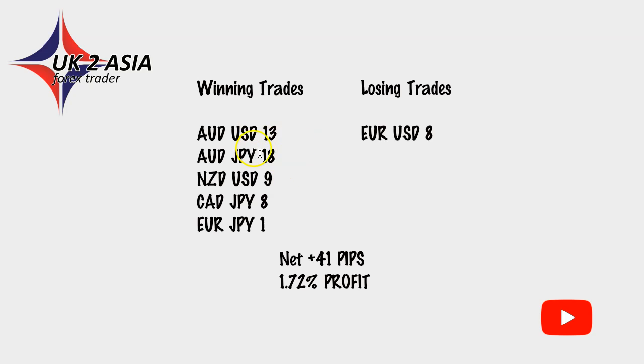So here you can see my winners: Australian dollar, US dollar, Australian dollar, Japanese yen, New Zealand dollar, US dollar, Canadian dollar, Japanese yen, and euro, Japanese yen. You can see the pips that I actually took there. Just the one loser, the first position that I took just before I started the live trade plan with the Price Action Traders Institute members. And that gave me a full stop of 8 pips on the euro, US dollar. So ended the session with plus 41 pips, giving me a total, after all the costs have come out, the brokers' commissions and everything else, I ended up with 1.72% profit on my capital.